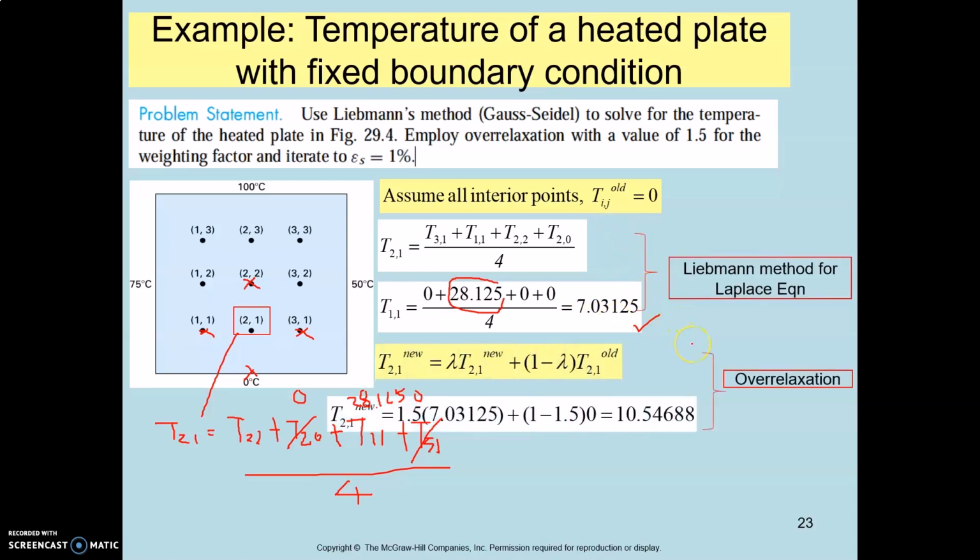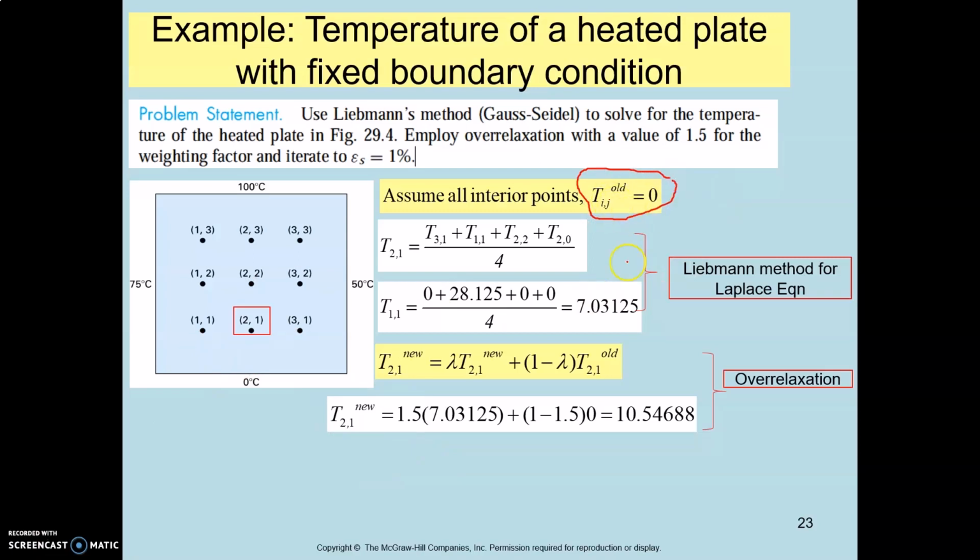Then you apply the over-relaxation. Initially the assumed temperature at all the points is 0, so your old temperature is 0. The lambda is 1.5. There's a typo here, so it should be T21. This is our new temperature for T21, and then you substitute here. After you calculate using this formula, you get around 10.